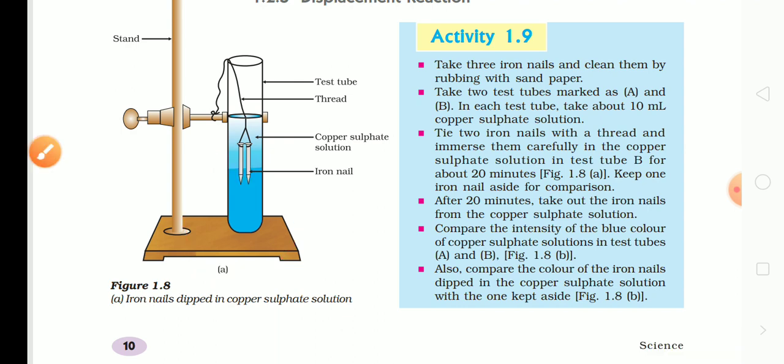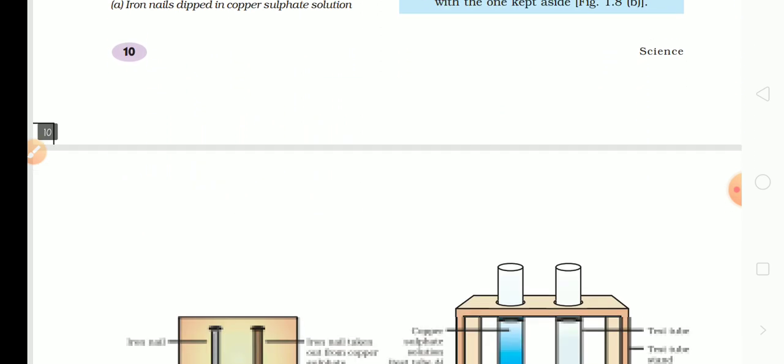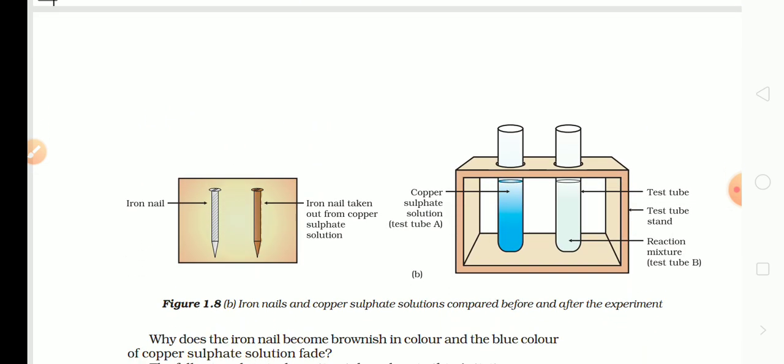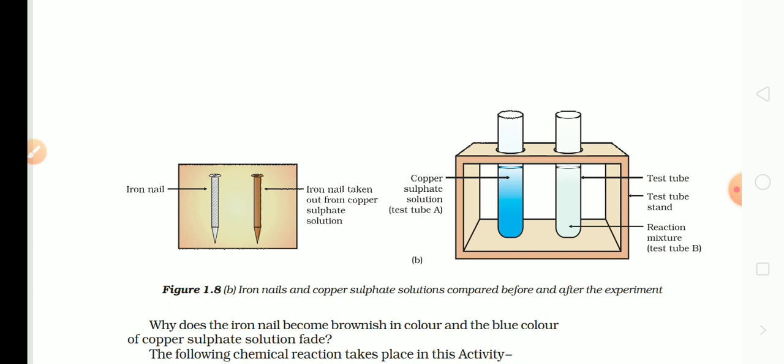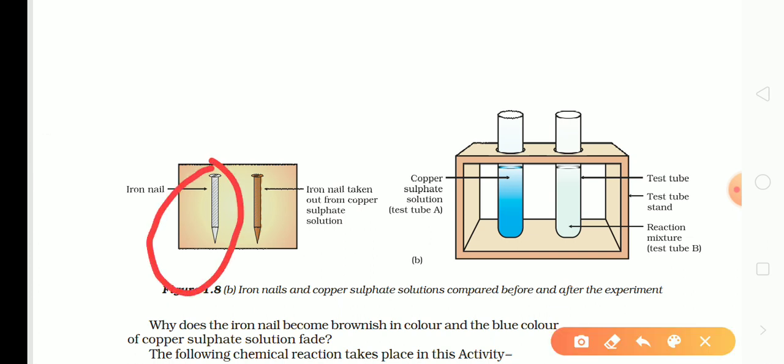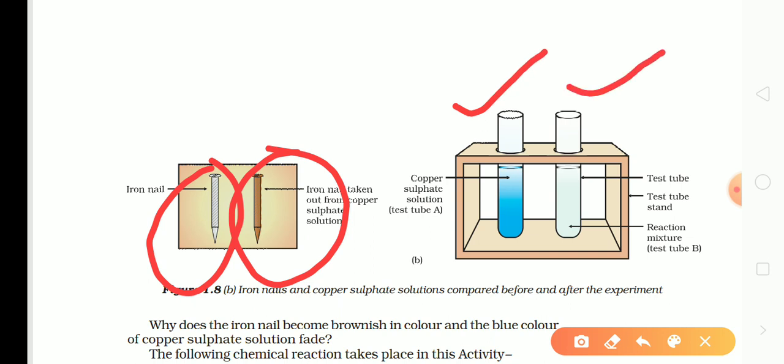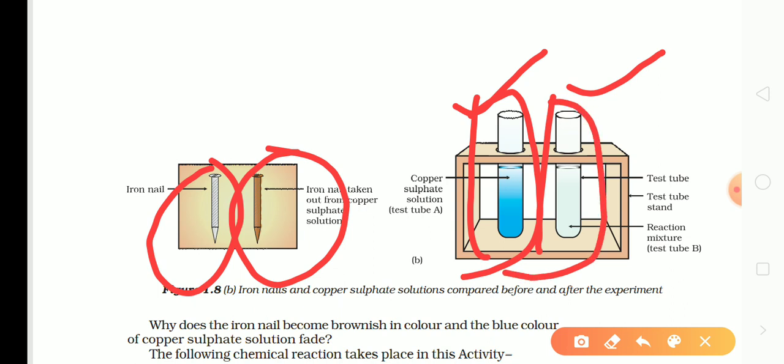Okay, you can see, yeah. So this is a normal iron nail, and this is the one kept in copper sulfate solution. You can see two test tubes of copper sulfate. This is the one in which no iron nail was kept, and this is the one in which the iron nail was kept. You can see the change in intensity of blue color there.